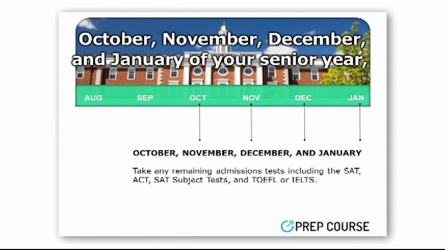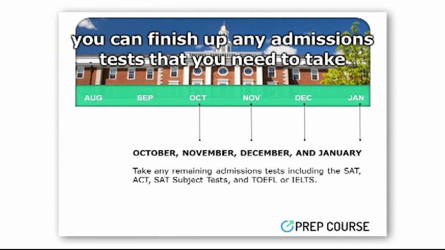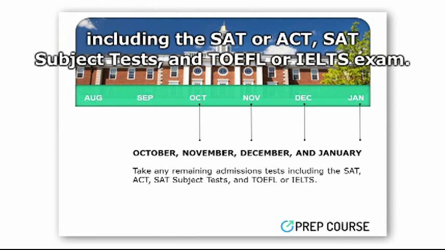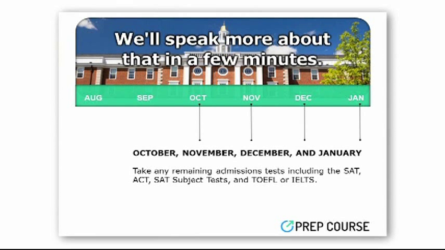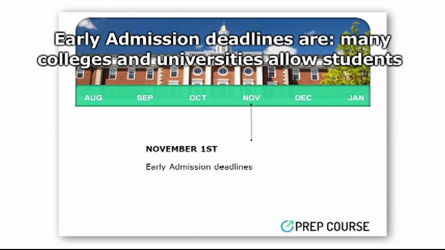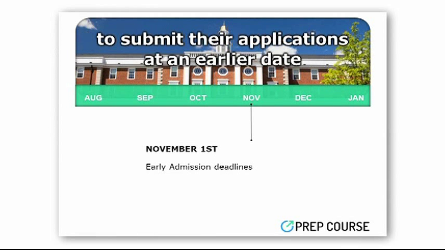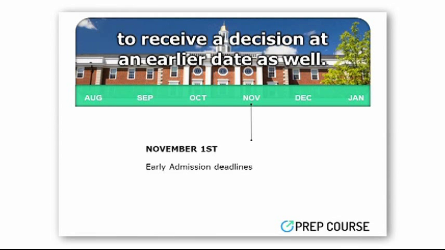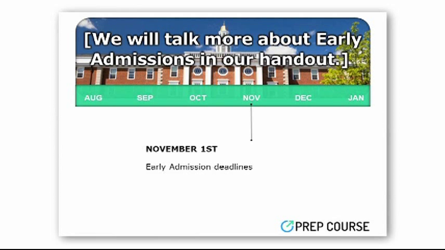October, November, December, and January of your senior year, you can finish up any admissions tests that you still need to take, including the SAT or ACT, SAT subject tests, and TOEFL or IELTS exams. We'll speak in more detail about those in the next few minutes. Also in October or November of your senior year, generally November 1st, are the early admissions deadlines. Many colleges and universities allow students to submit their applications at an earlier date to receive a decision at an earlier date as well. We will talk more about early admissions in our handouts.